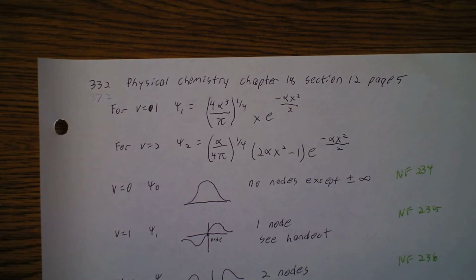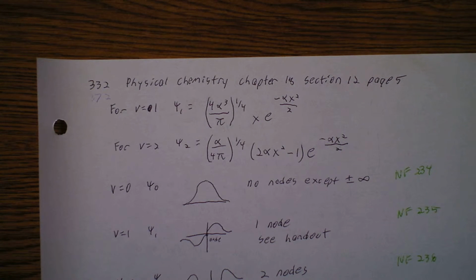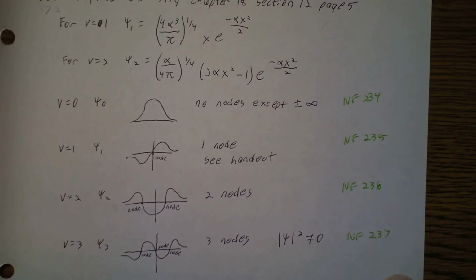Okay, so for V equals 1, we get psi is equal to 4 alpha cubed over pi to the 1/4 power times x times e to the minus alpha x squared over 2. And then for V equals 2, we get psi of 2 is equal to alpha over 4 pi to the 1/4 power times 2 alpha x squared minus 1 times e to the minus alpha x squared over 2. So this is what they look like here.